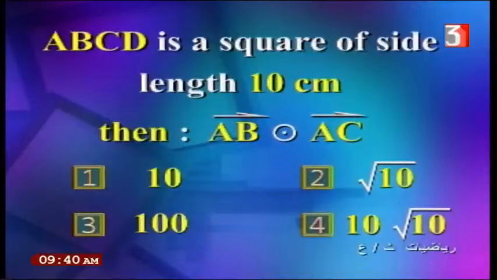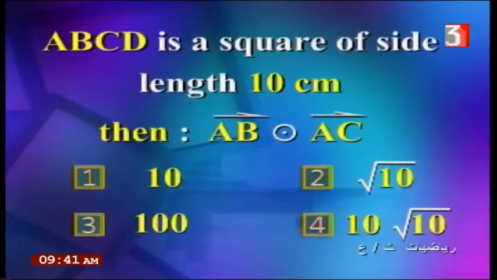My dear student, ABCD is a square, side length equals 10. AB dot AC. We know that AB scalar product AC equals norm AB, norm AC, cosine angle between them. AB is the side of the square, but AC is the diagonal. What is the measure of the angle between the side and the diagonal? Excellent student, 45, because the diagonal bisects the right angle into 2 equal angles, each one 45.